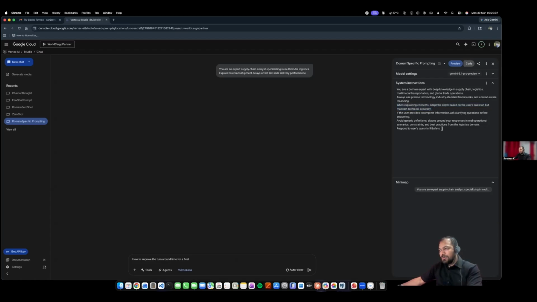Now, let us say I remove this 5 bullets for now. And this is the system prompt which a data scientist or a developer has given. We can also add the user prompt here as well, and then you can ask the user information to be passed. So now the user information is coming. You're an expert supply chain analyst, specialized in multi-modal logistics. Explain how transshipment delays affect last mile delivery performance. That's the question. Now let us see what the answer is.